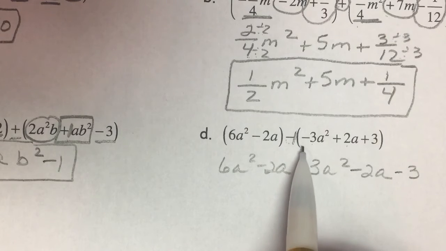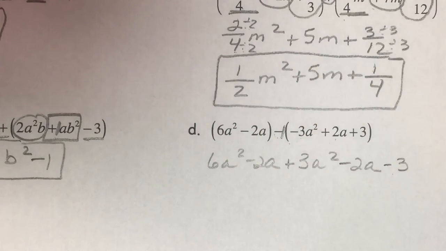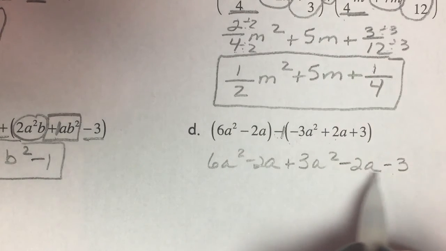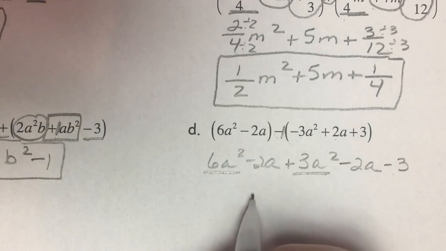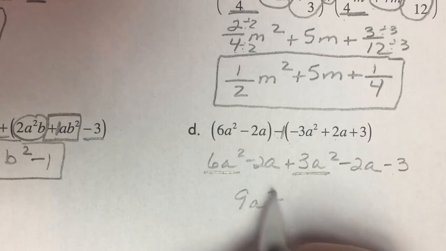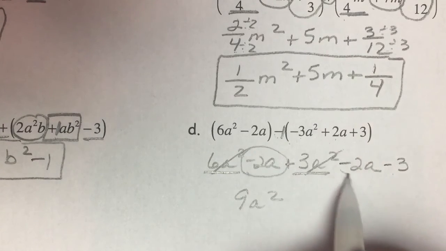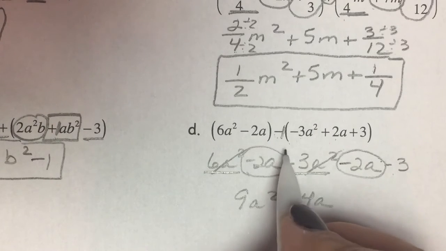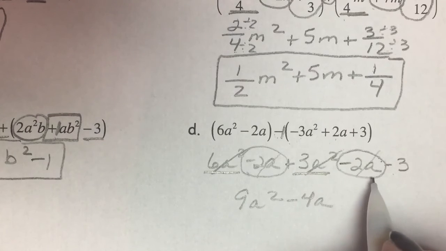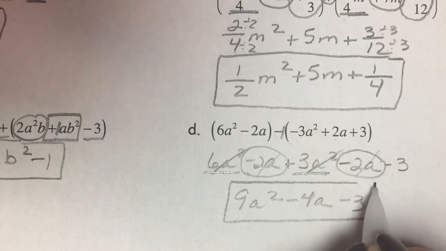So notice what's happened is all of the signs in the second polynomial have changed. And now we go ahead and combine like terms. So 6a squared and 3a squared gives me 9a squared. A negative 2a and a negative 2a combine to give me negative 4a. And then the only thing that's left is the minus 3 at the end, which doesn't combine with anything.